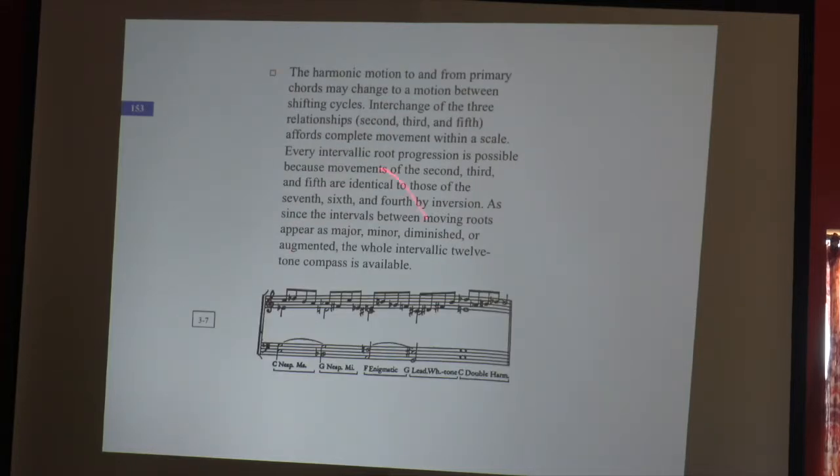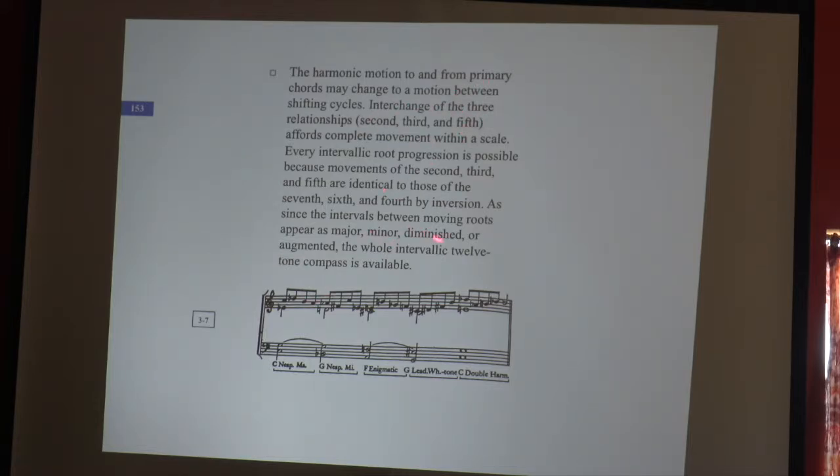The harmonic motion to and from primary chords may change in shifting cycles. The three relationships we're talking about are the second, third, and fifth, giving movement within a scale. Every intervallic root progression is possible because movements of the second, third, and fifth are identical to the seventh, sixth, and fourth by inversion. So every interval is covered if you're using these three relationships.